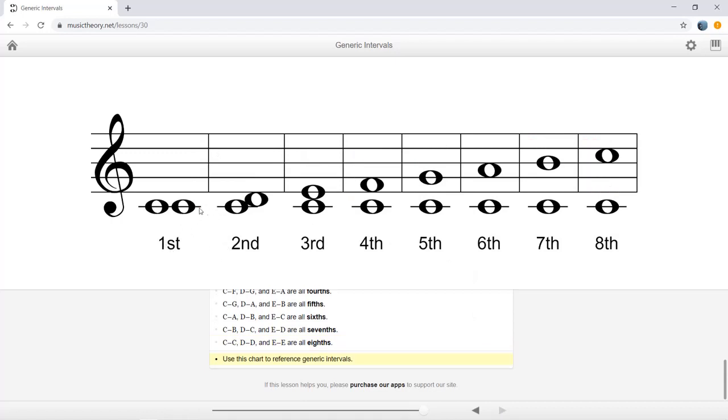So I hope that you understand that. First, you start with the first note as 1, and then 2, 3, 4, 5, 6, 7, 8. You could keep going past that. So if I went up to this line here, that would be a 9th, a 10th, 11th, 12th, 13th, 14th, and so forth.